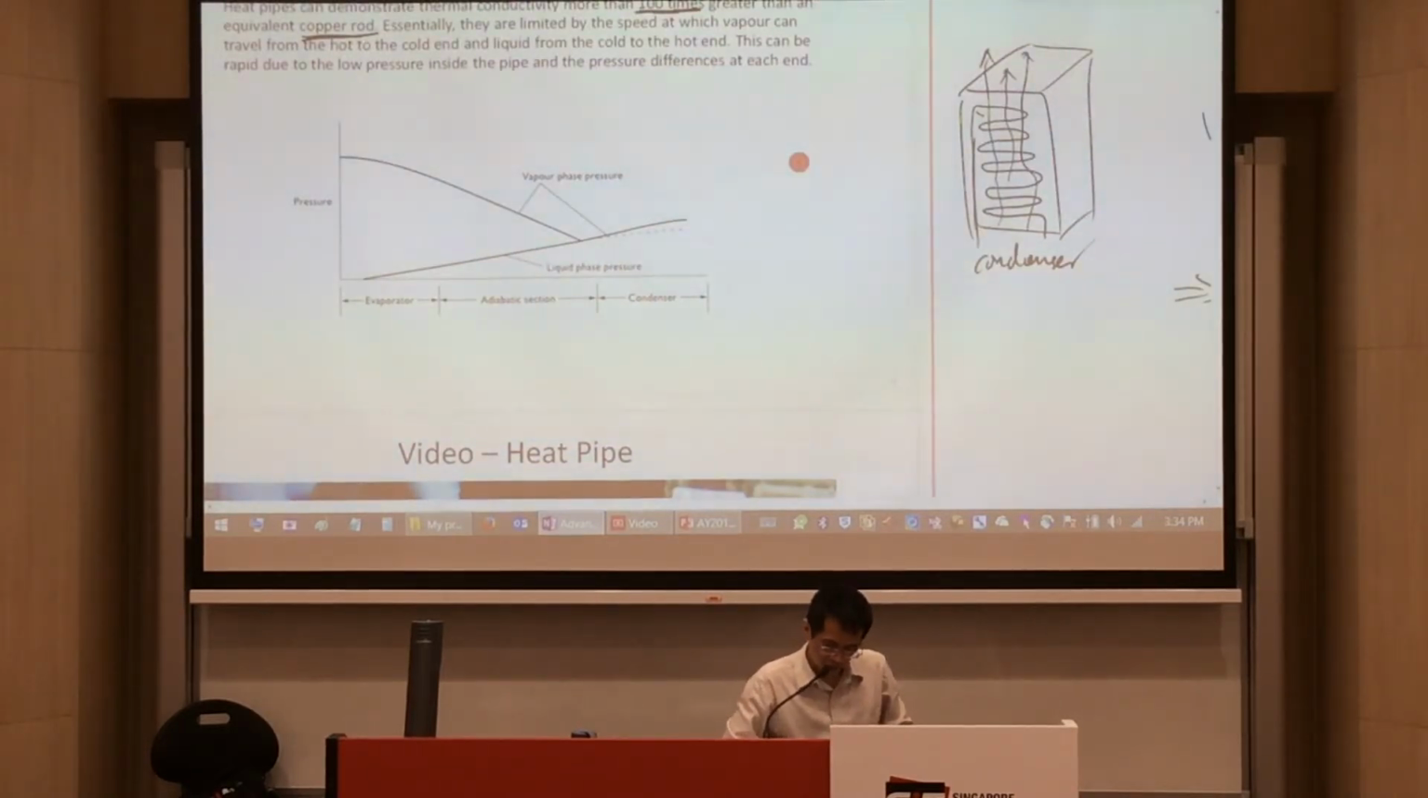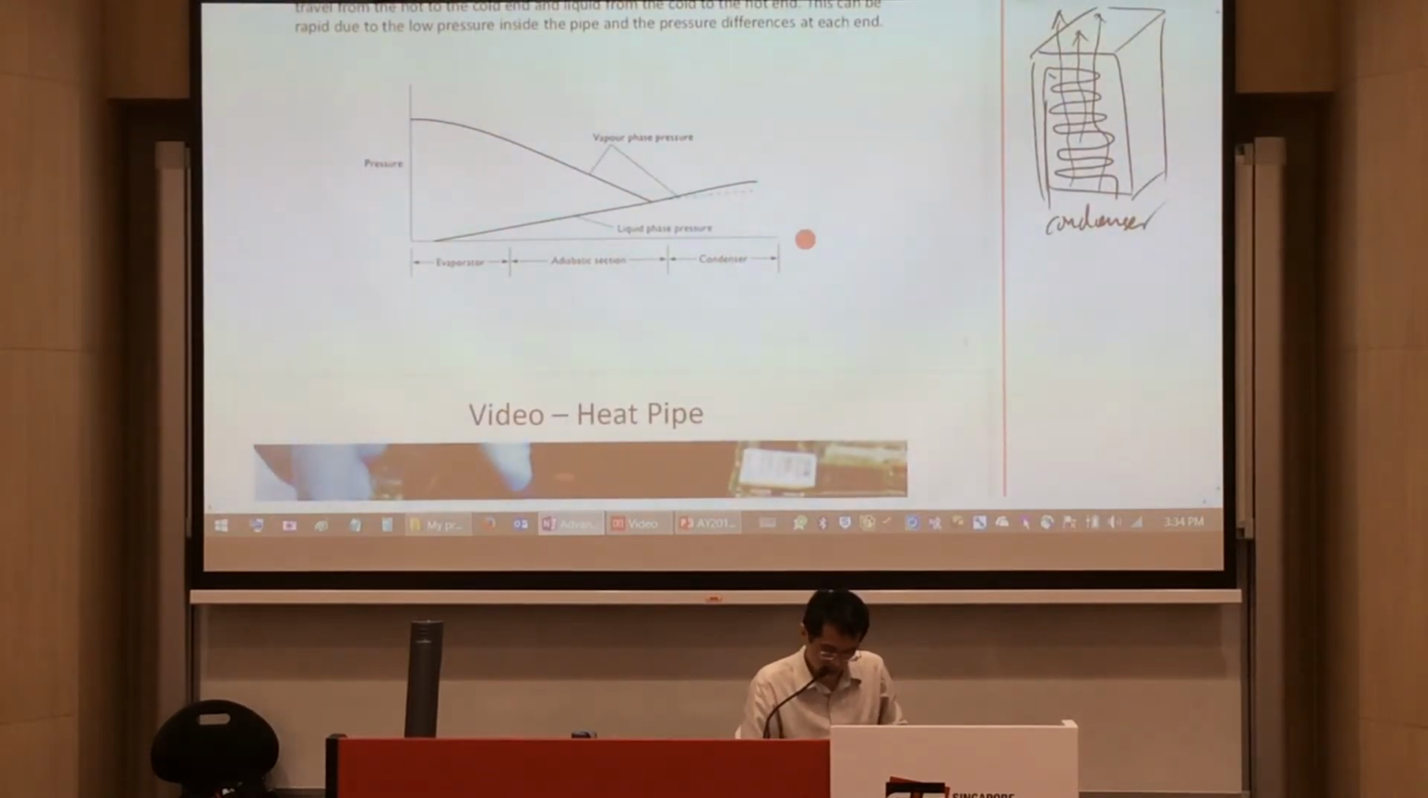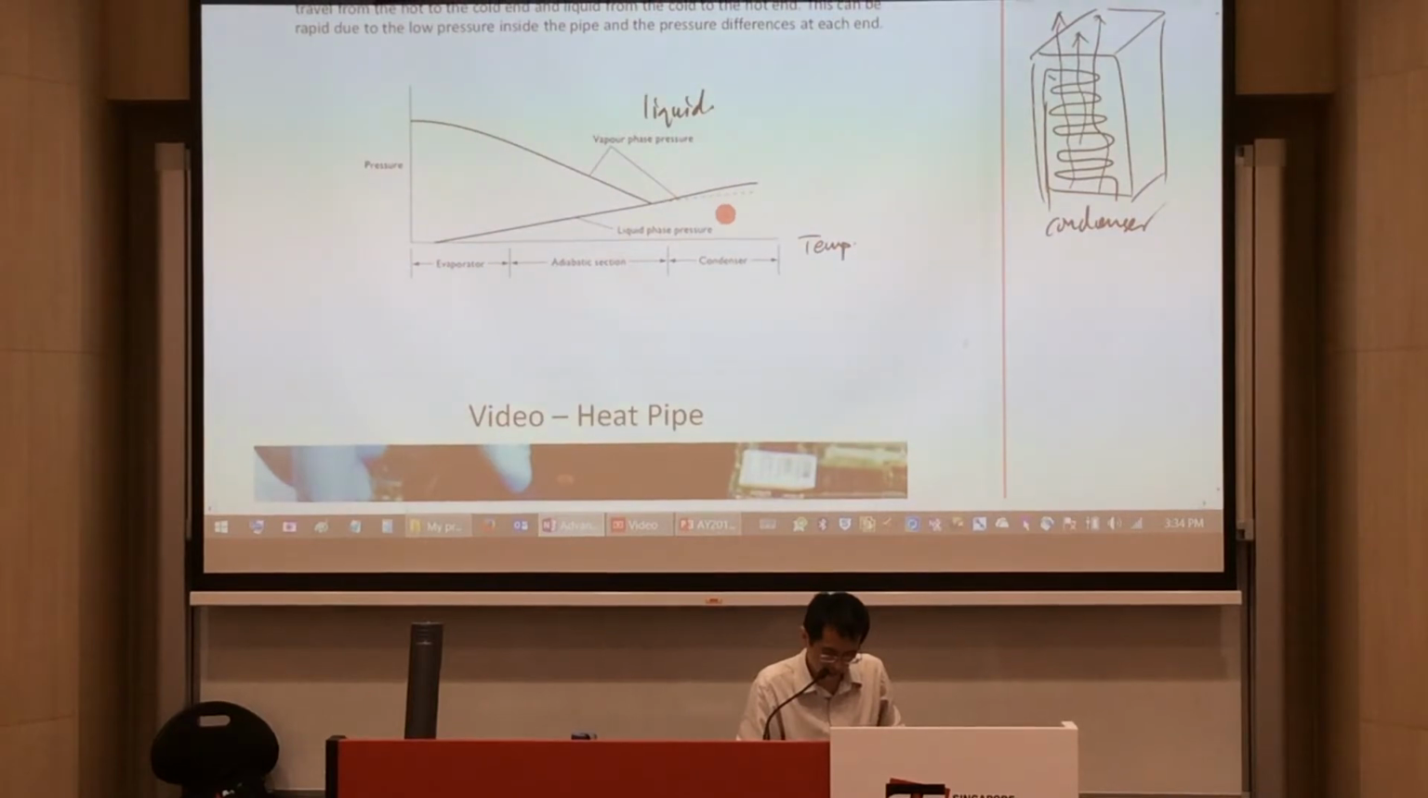So this figure over here is a pressure versus temperature graph. In this quadrant over here, this one is your liquid phase. This one at the bottom part here is your vapor. And what happens in your condenser part, it changes from the liquid to the vapor state.